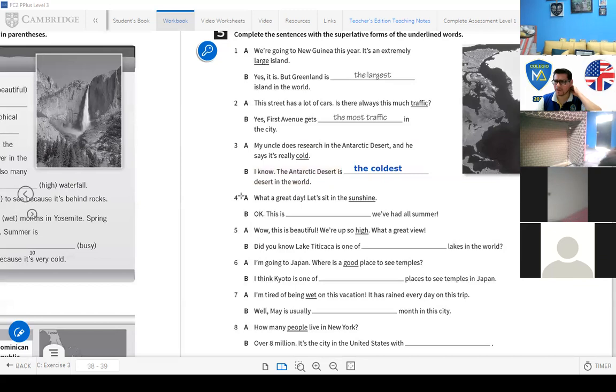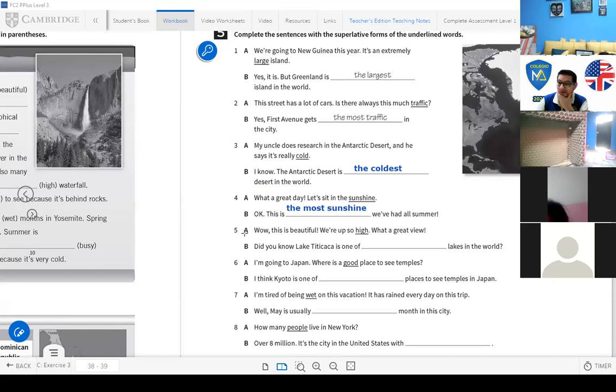Now let's see. What a great day. Let's sit in the sunshine. Okay, we've had all summer. This is, what do you think? The most, right? The most sunshine. No, the most sunshine we've had all summer. Yeah, let's continue.